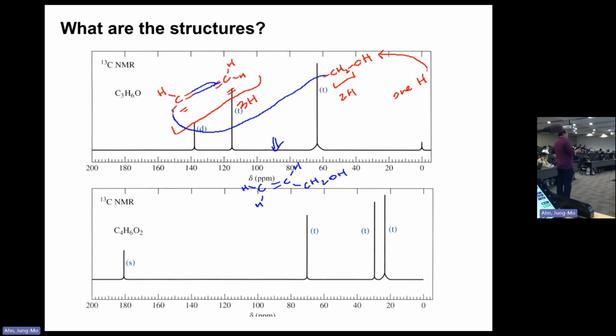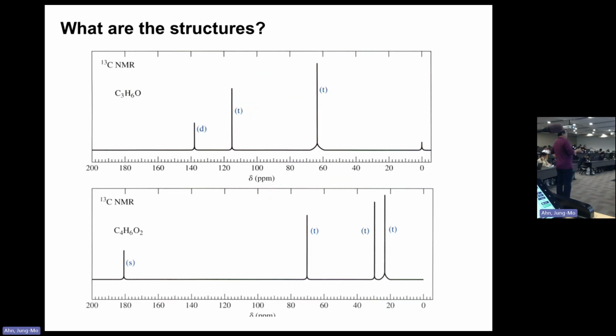So anyway, that is not a typical one. The one below is a 4 carbon. The formula says 4 carbons. We got 1, 2, 3, 4. So apparently this molecule is also, I think, having no symmetry. And now we need to think about the chemical shift. The singlet, the single peak, showing at 180. The 180 is a pretty visible region, right, downfield.